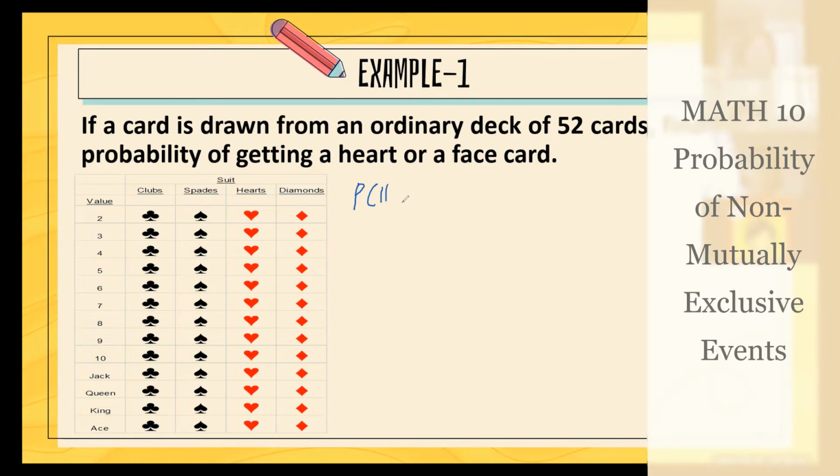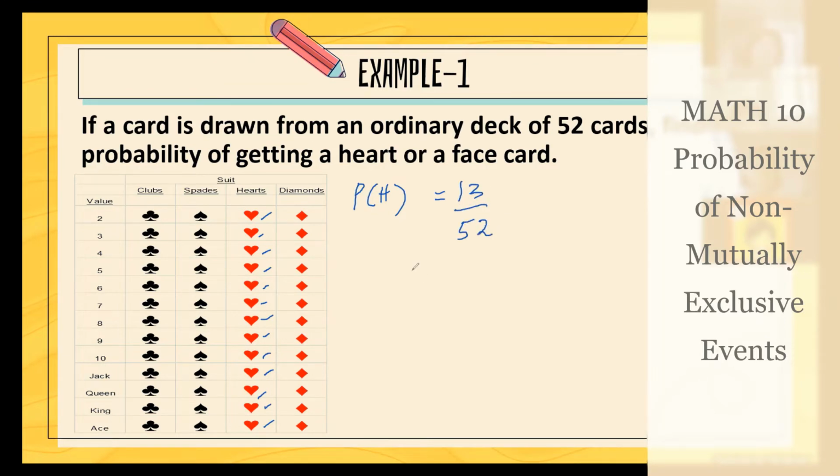Okay, sige. H na lang. Heart. Probability of getting a heart. How many hearts do we have? Ito lahat yun, di ba? You can see here naman. There are 13: 2, 3, 4, 5, 6, 7, 8, 9, 10, 11, 12, 13. So just to check na talagang 13. 13 and there are 52 cards in all.